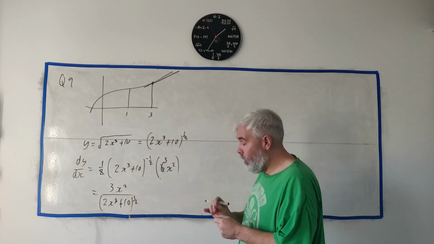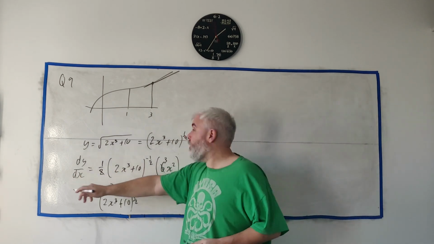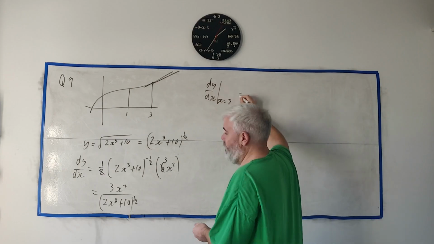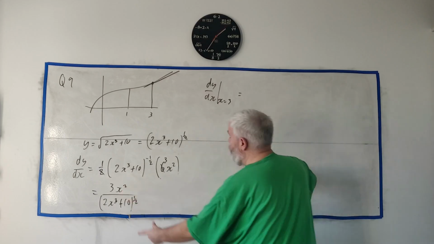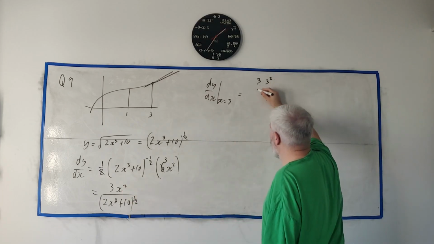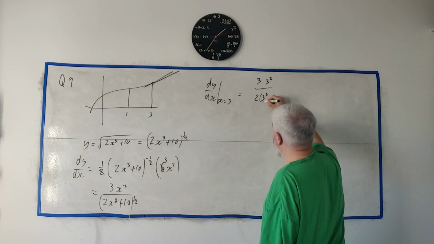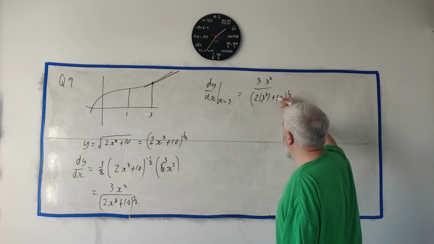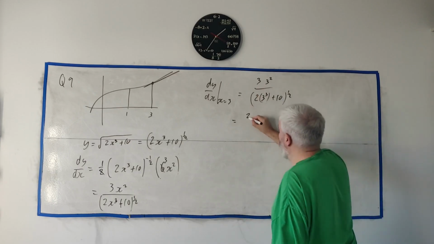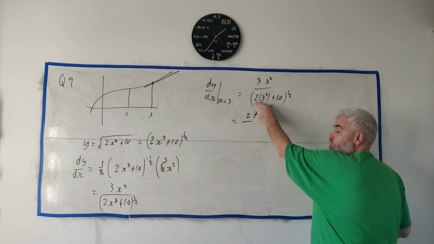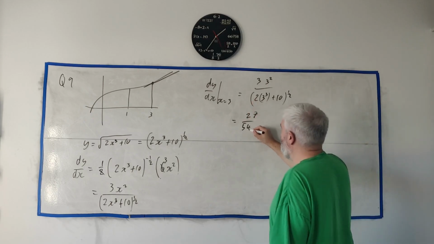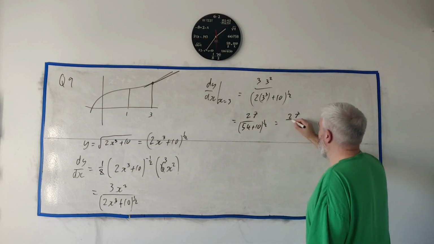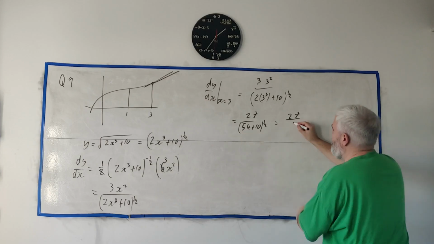Okay, that's the derivative. We're interested in the derivative when x equals 3. So we just write this out, but instead of x we put a 3 in. So that's 3 times 3 squared over (2 times 3 cubed plus 10) to the power of a half. What's that? That's 27 on the top. That's 27 times 2, that's 54. 54 plus 10, and that's the square root of that. That's 27 divided by the square root of 64, which is 8.